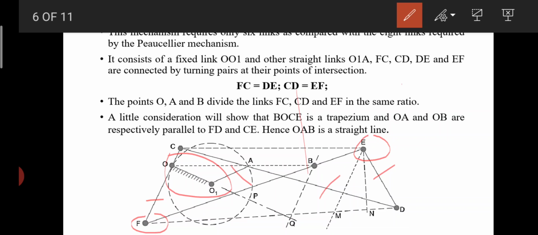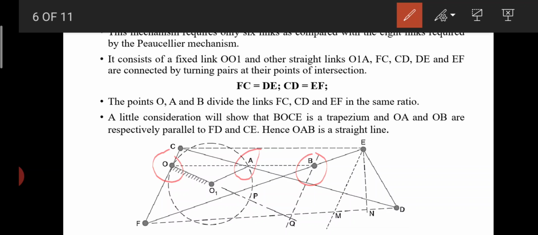Let FC be equal to DE, and CD equal to EF. The points O, A and B divide the links FC, CD and EF in the same ratio.